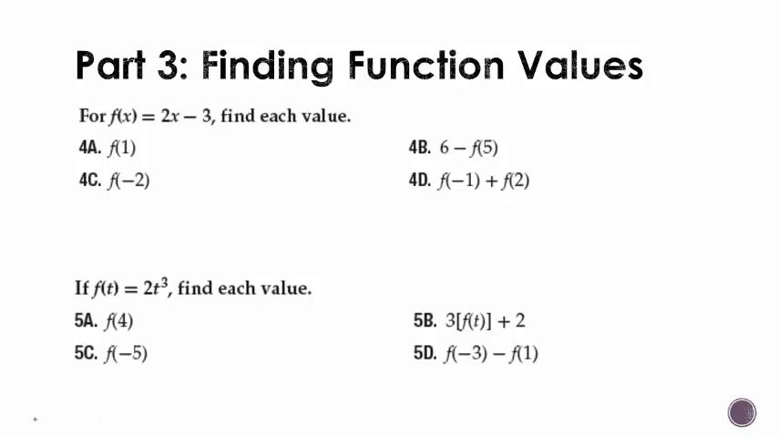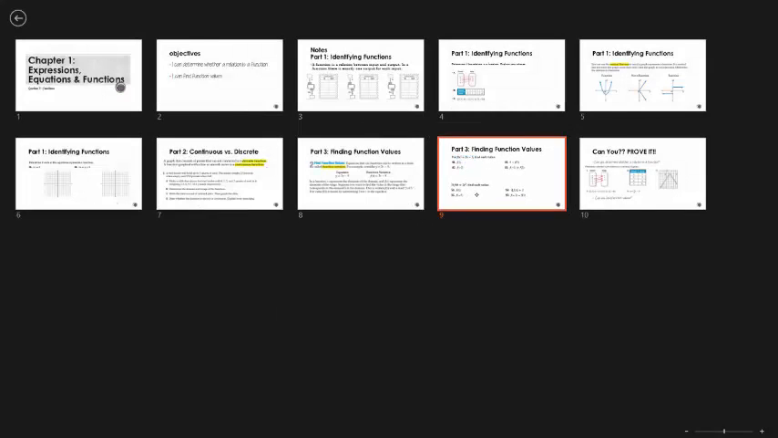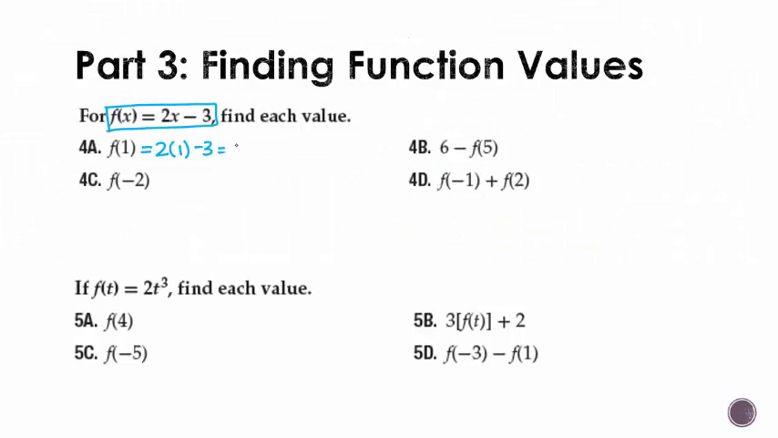So let's do some. Here's your function: f of x equals 2x minus 3. Now if I ask you for f of 1, that means anywhere you see x, you're going to plug in 1, and then simplify. So 2 times 1 is 2. If I subtract 3, I get negative 1. So your answer is f of 1 equals negative 1.